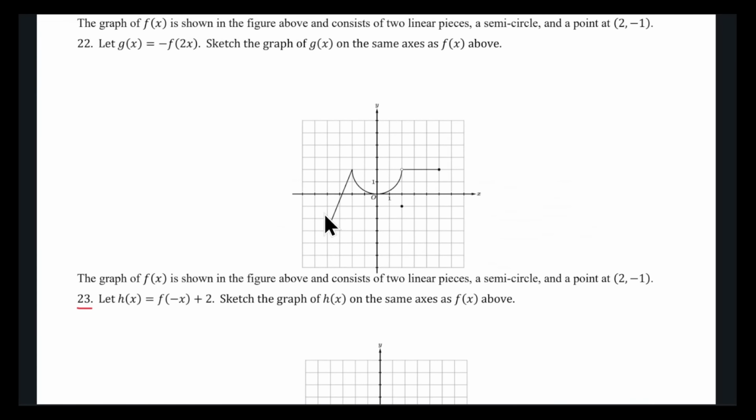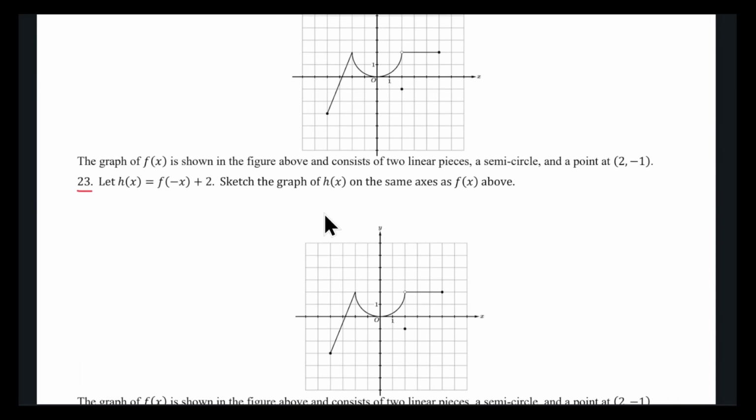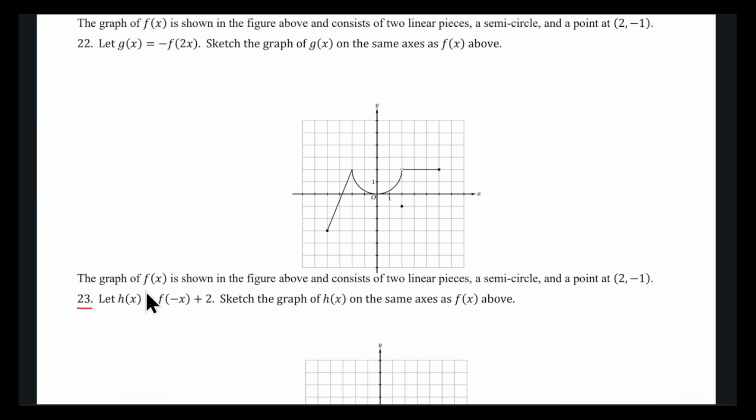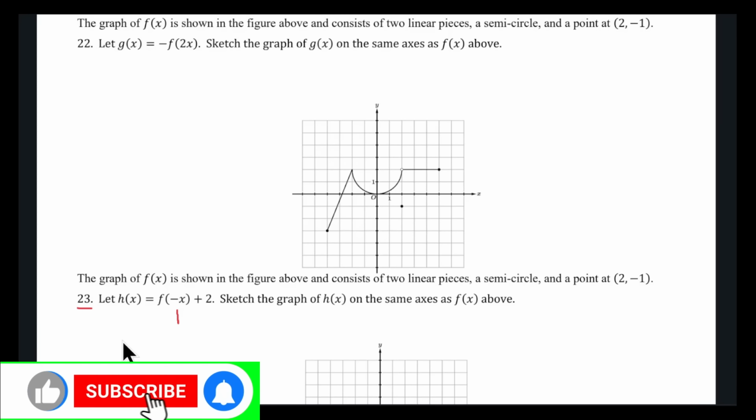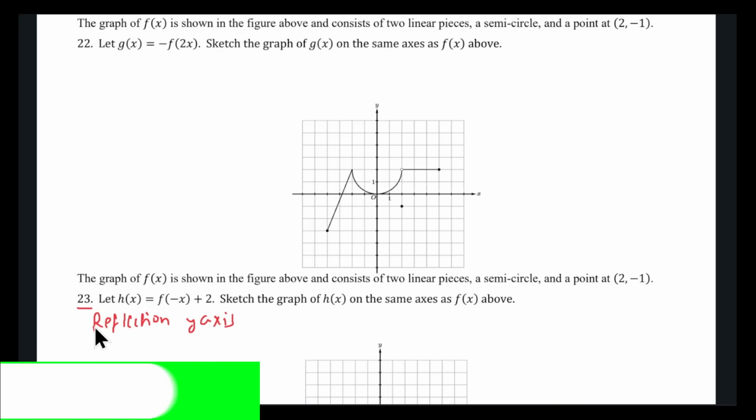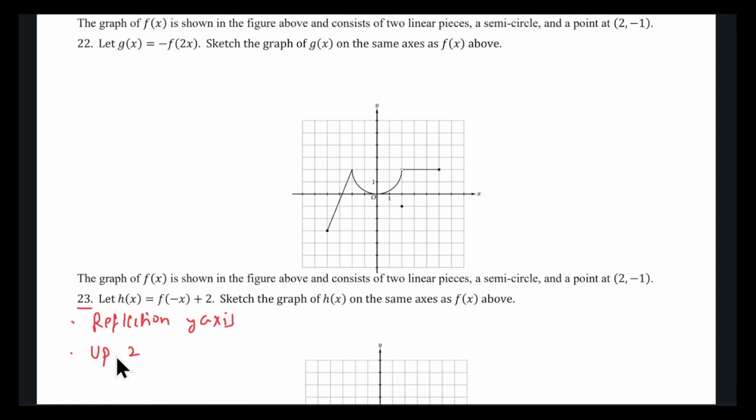Then in these questions, I think I'm going to do question number 23, and this one talks about reflection. And since x is multiplied by a negative sign, that's a reflection about the y-axis. So this is a reflection about the y-axis. That's the first thing, and then it is going up by 2 units.